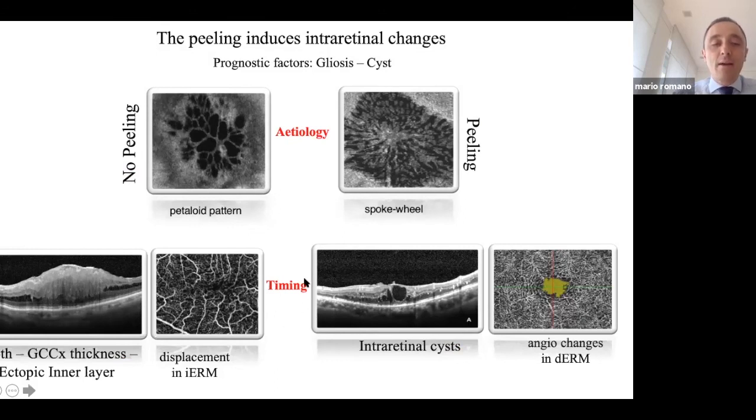Regarding the timing, in idiopathic form, we need to do the surgery before we have too much gliosis inside the retina and too much displacement. And in diabetic form, we need to do the surgery before the intraretinal cysts are too big or the capillary free zone deep vascular plexus are too big.